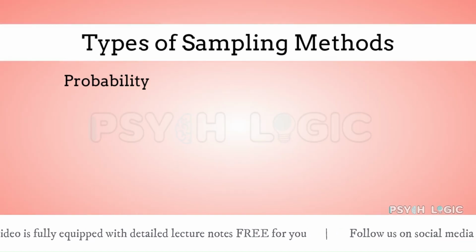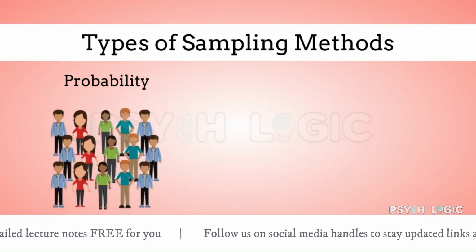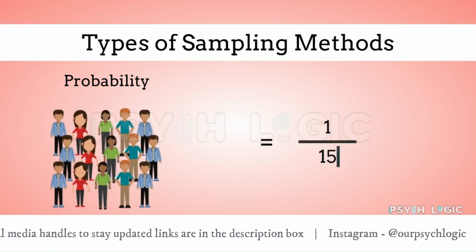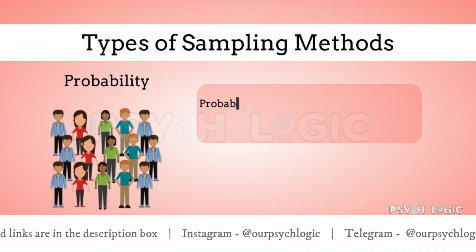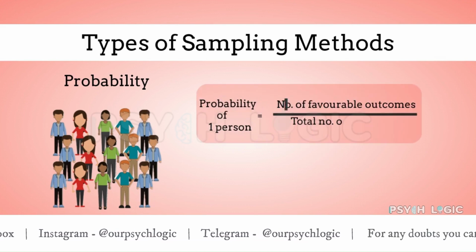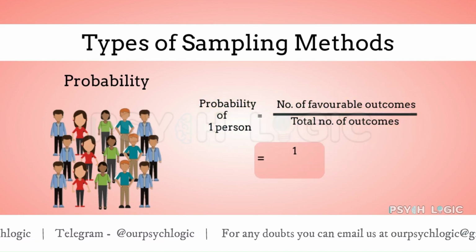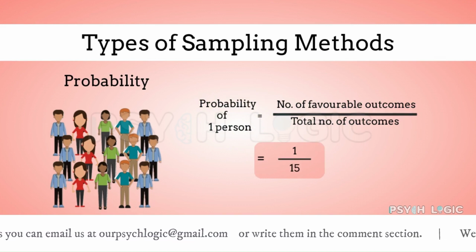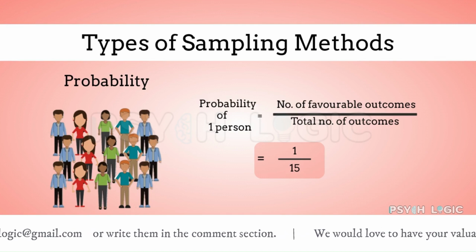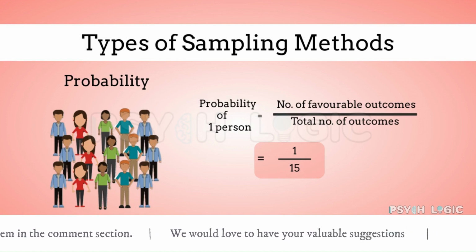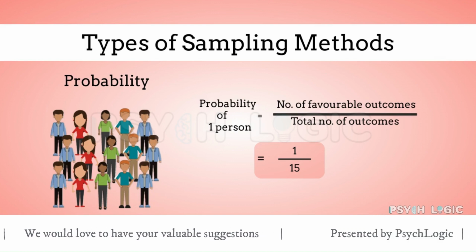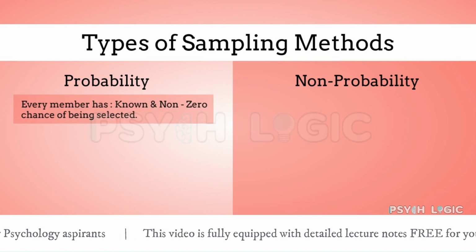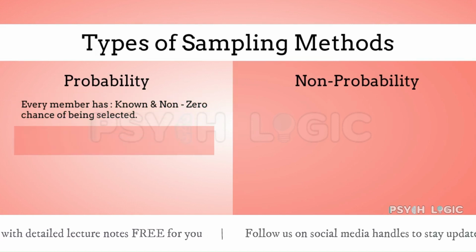For example, if I have to select any one person out of these 15 people, the chance of one person to be selected would be 1 upon 15. What do I mean by that? Here, the total number of favorable outcomes was 1 because I'm choosing one person out of these 15 people. So what's the total number of outcomes? The total number of outcomes is 15. And out of those 15, we need to select any one. So the chance of every one person to be selected would be 1 upon 15. So in probability sampling, every member of the population has a known and non-zero chance of being selected.